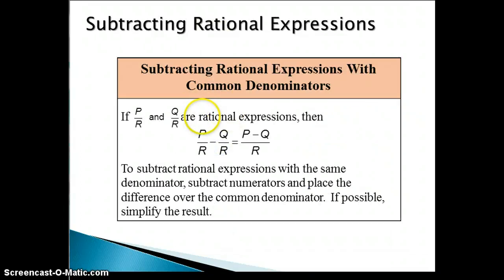Now let's look at how to subtract rational expressions. It's very similar to adding rational expressions with the same denominator. We simply subtract the numerators and put that difference over the common denominator, and then, if possible, simplify the result. Now this will be a little bit more difficult than adding rational expressions, because if the numerator is a polynomial, we will have to distribute that minus sign through the polynomial before we can combine like terms.